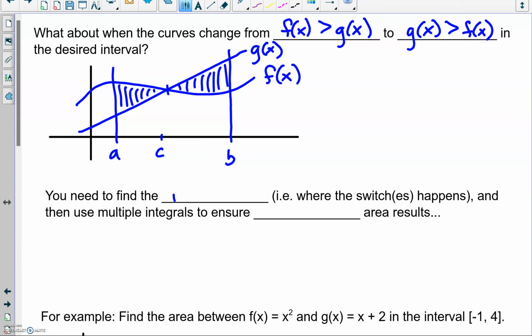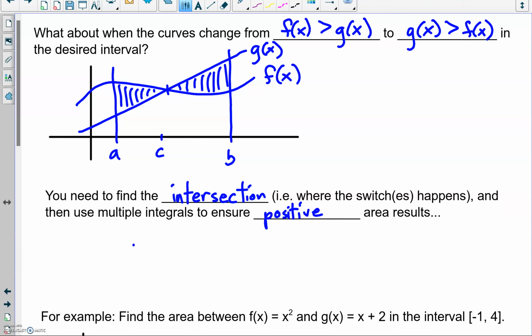So what you need to do is find the intersection, in this case the c, where that switch happens from f of x being bigger to g of x being bigger. And then you're going to have to use multiple integrals in this case to ensure positive results. You want to get that positive area.